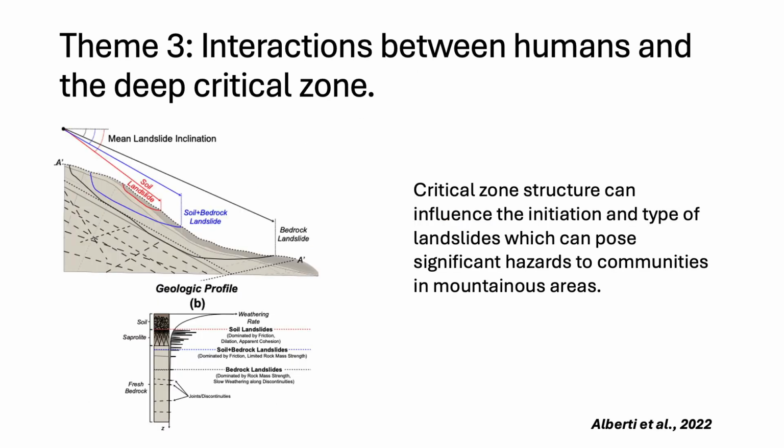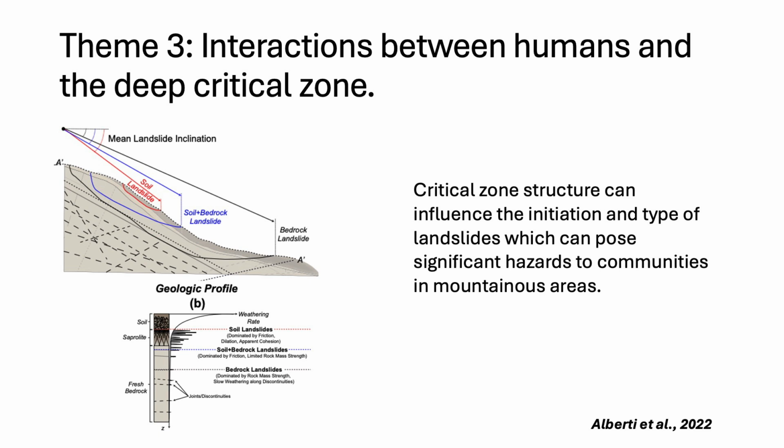And for the next theme, we identified was the interactions between humans in the deep critical zone. And one nice example of this is thinking about geologic hazards. So this work by Alberti and others, they compiled a bunch of measurements of landslides across Oregon and suggest that the variations in the subsurface weathering and fracture density actually influence the initiation and type of landslides, which can pose significant hazards to communities in mountainous areas.